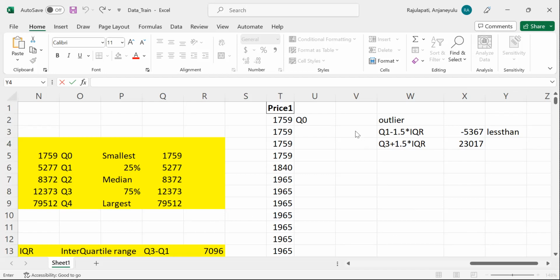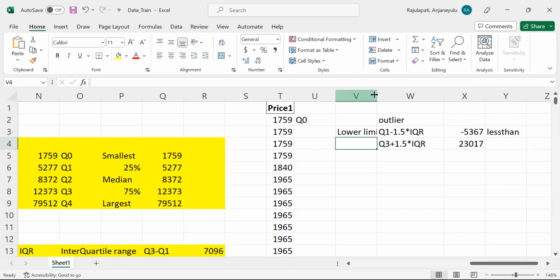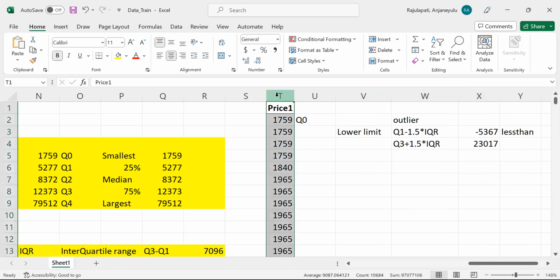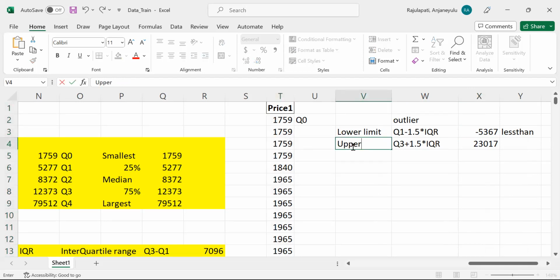I want to find the lower limit. So this is the lower limit. What is the lower limit here? Minus 5,367, right? So from my data set, the data which is less than minus 5,367, we are calling outliers. Fortunately, I don't have any outliers at the lower limit. When it comes to the upper limit, Q3 plus, what is the value of Q3?